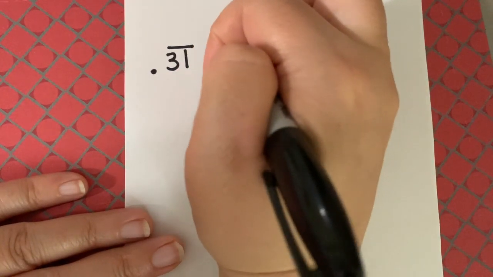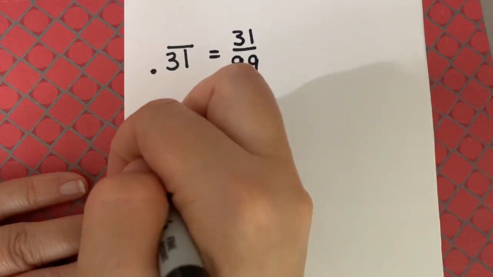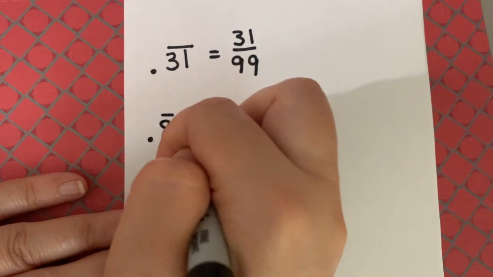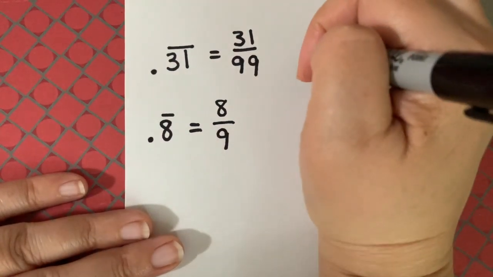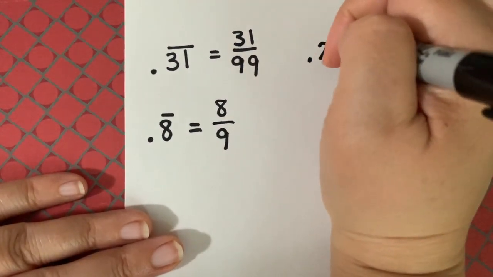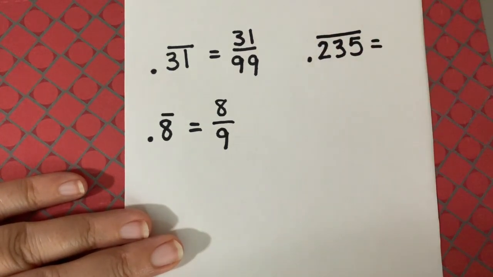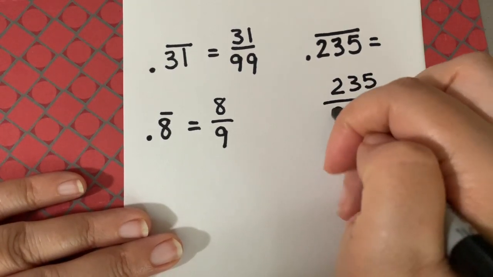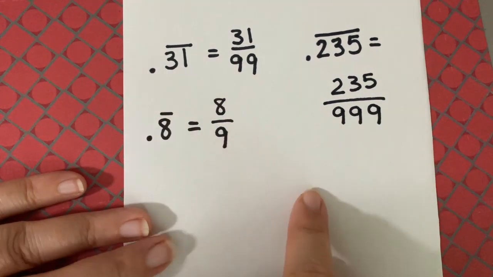Yep, it would be 31 over 99. And then how about 0.8 repeating? That would be 8 over 9. How about 0.235, all of that repeating? Yep, it would be 235 over 999. Again, remember to simplify these if you need to.